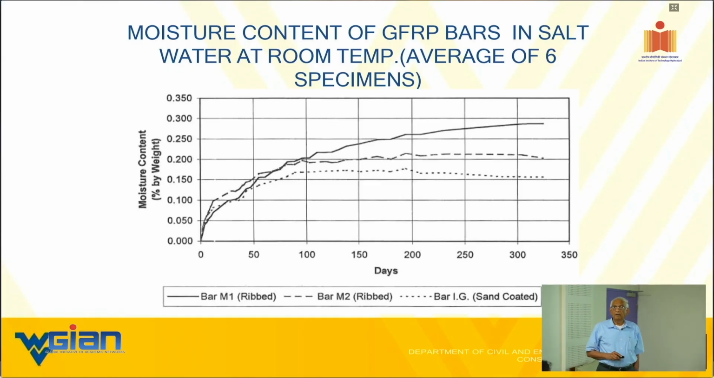Again, moisture getting entrapped below the helical wrap. That's what we call a ribbed bar, you see. But the message is you are getting about 0.15 to 0.25% increase over about a year, you know, 320, 330 days.